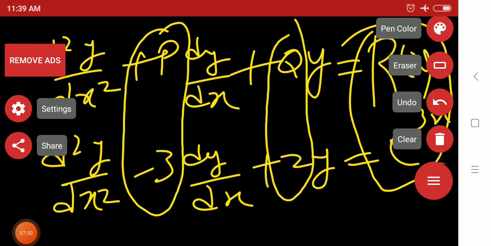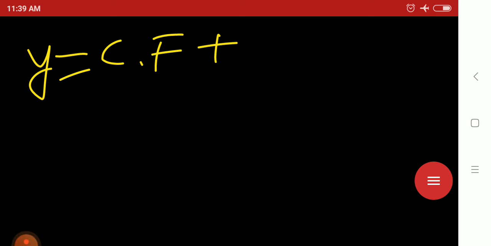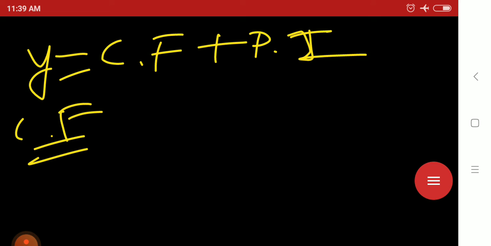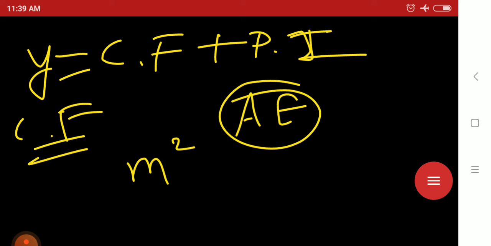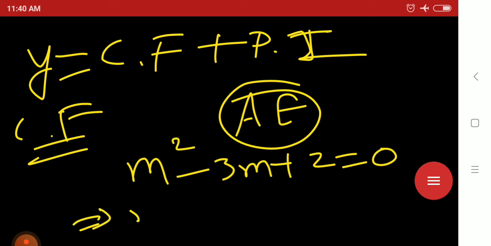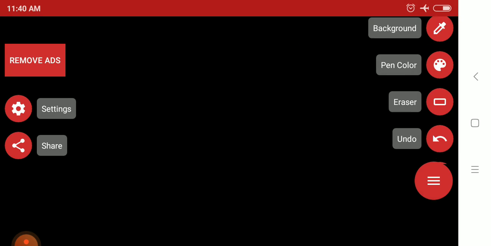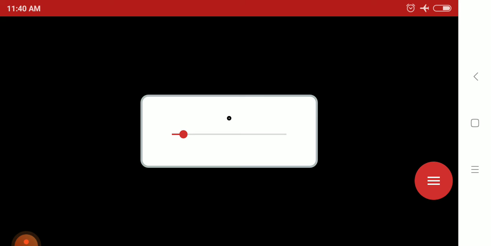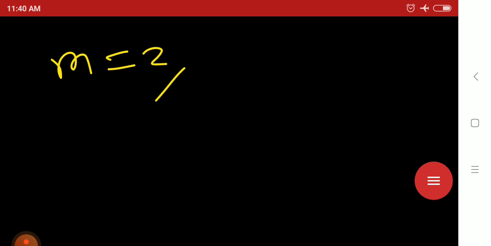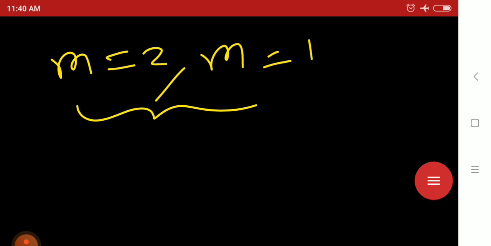Whenever you solve this differential equation, first, y contains CF plus PI. Now how will we calculate CF? For the complementary function, first you have to write the auxiliary equation. The auxiliary equation is m square minus 3m plus 2 equals 0. You can factorize it and get m minus 2 into m minus 1 equals 0. So two roots you are getting, m equals 2 and m equals 1.